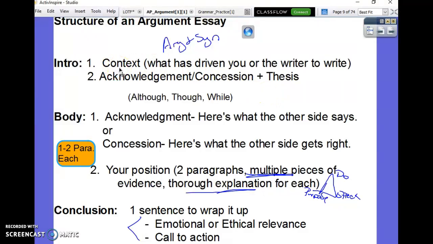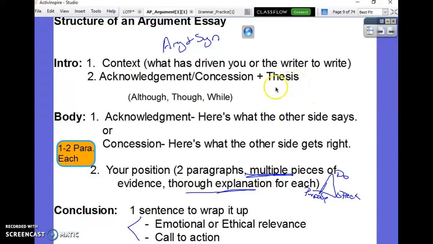Okay. The essay organization is pretty basic. We've been working on this since the beginning of the year. Your introduction should have your context. Most of you did a good job on your essays of giving why this topic is important, why you were driven to write this. Then you want to give your acknowledgement plus your thesis. So you would start it off with, although the other side believes this, end your acknowledgement or concession, comma, I feel that whatever, and that would be your thesis.